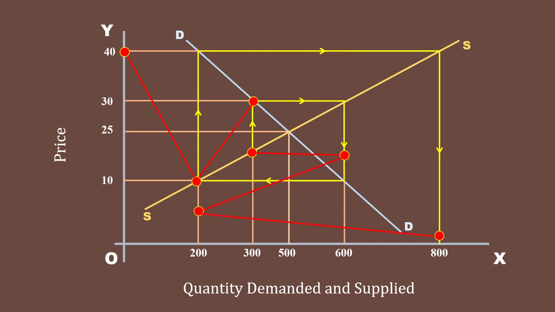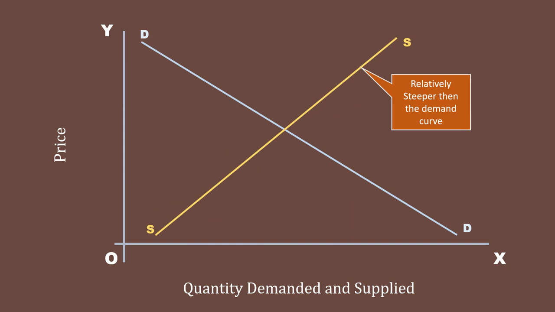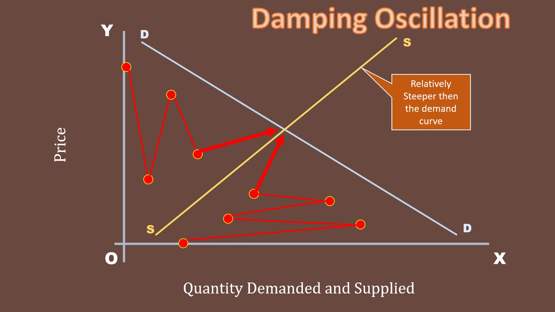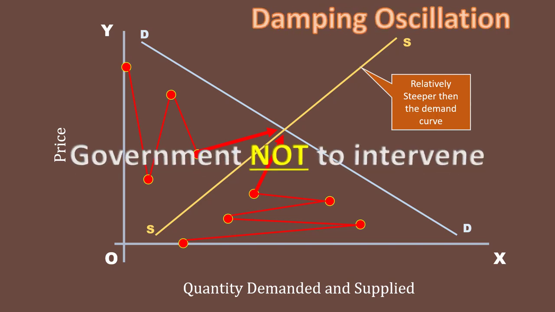Well, now let us examine the reasons for different kinds of oscillations and how they help public authority in designing its market-related policy. When the slope of the supply curve is relatively steeper than the demand curve, market disturbance will cause damping oscillations and market equilibrium will be restored automatically. The government need not step into the market to bring back stability.